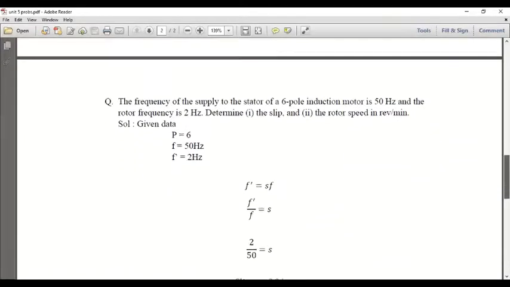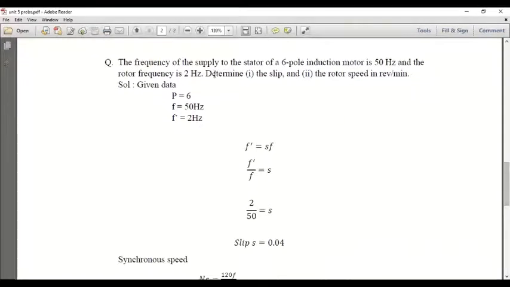For example, if I go to the second example, the frequency of the supply to the stator of a 6-pole induction motor is 50 Hz and the rotor frequency is 2 Hz. See, in this question, the given data is P is equal to 6 and the operating frequency of the induction motor is 50 Hz. The rotor current frequency is given as 2 Hz. So by using this data, we have to find the slip and the rotor speed in revolutions per minute.